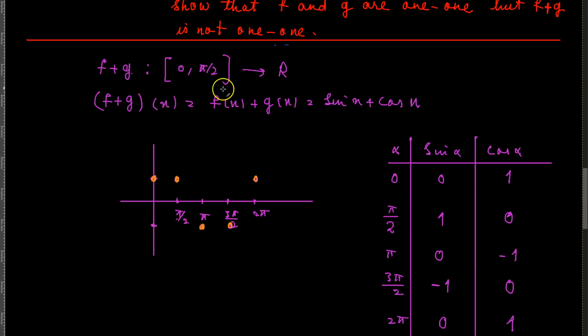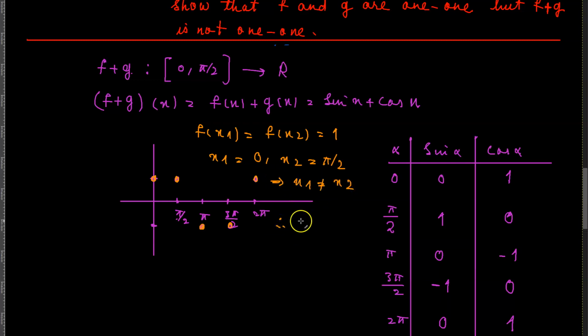Now if I say that in the case of this function, f of x1 is equal to f of x2 is equal to 1, then you can say that x1 is equal to, for example, 0, and x2 is equal to pi by 2, which means that x1 is not equal to x2, which means that the function f plus g is not 1, 1.